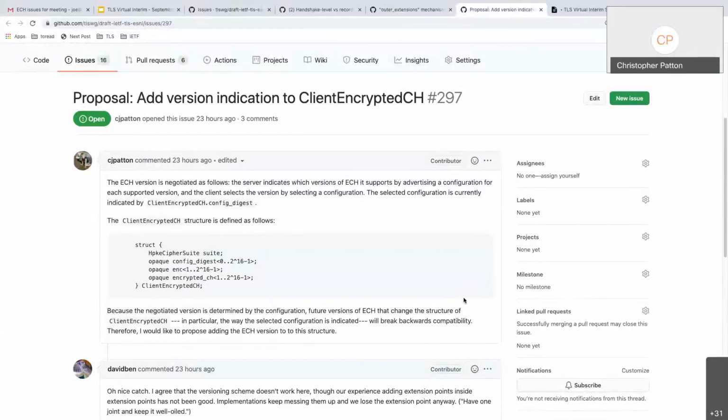So what's going on here is, if the structure of the encrypted client hello, that is the payload that's sent in the outer client hello, changes in future versions of ECH, then that'll break backwards compatibility.